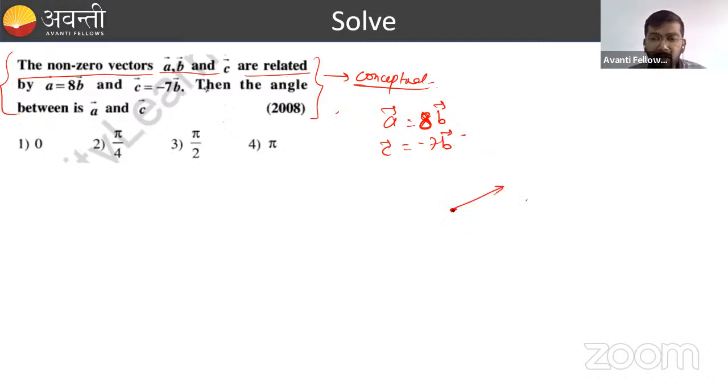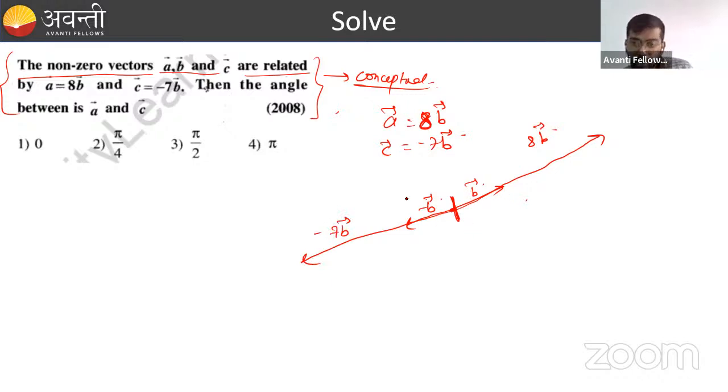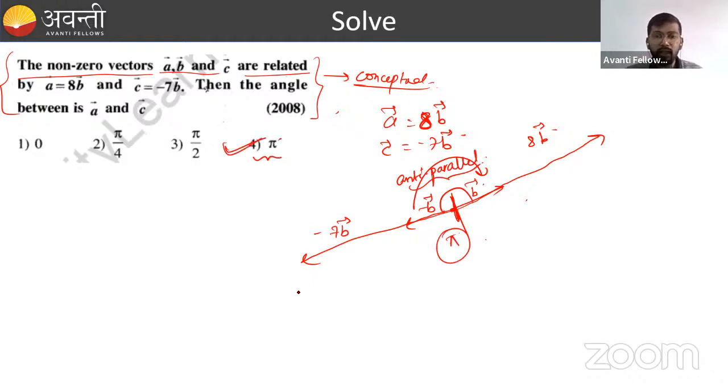When you do 8 b bar, the direction won't change and the magnitude will get multiplied. So this was b bar, this will become 8 b bar. Now minus b bar will be like this, and minus 7 b bar will be this vector, and its magnitude will be multiplied 7 times. So you can see that these two vectors are anti-parallel. Therefore the angle between them will be 180 degrees or pi. So this is the answer.